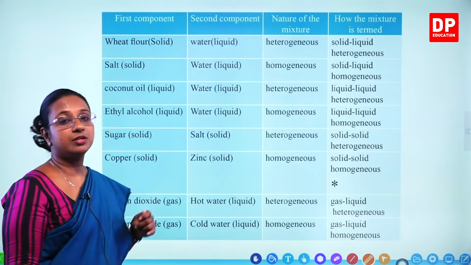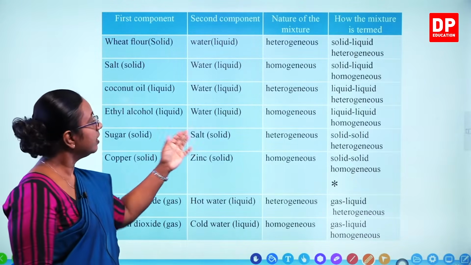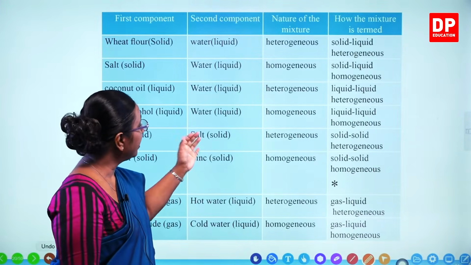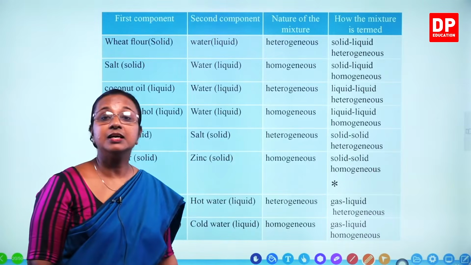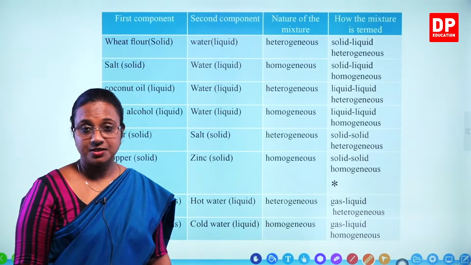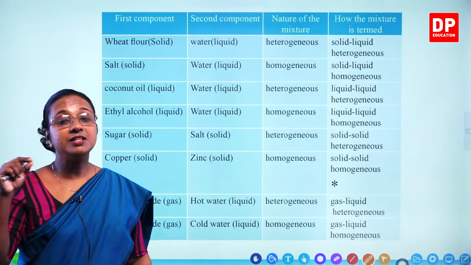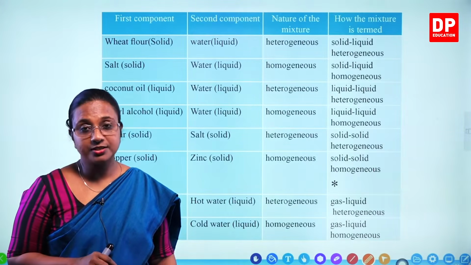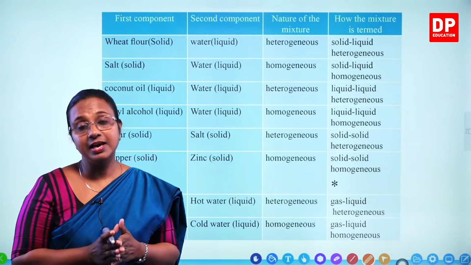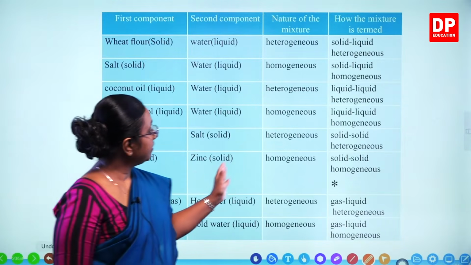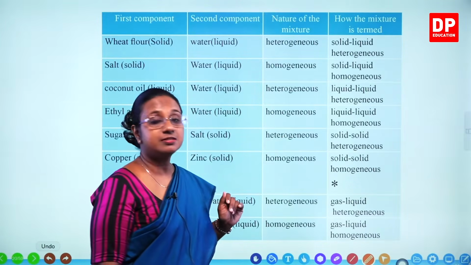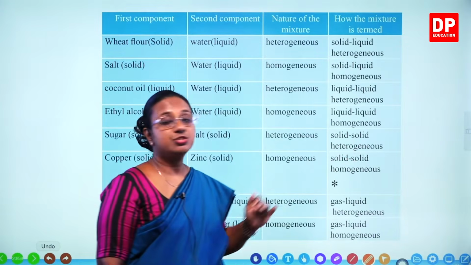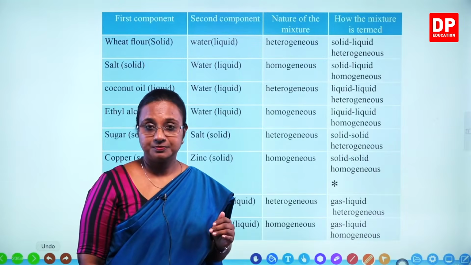Sugar and salt mixed together. Both are solids. Both are crystalline in nature. And when they mix, it is a heterogeneous mixture. You can identify the sugar crystals separately from the salt crystals. You know what they are. So that means it's a heterogeneous mixture, and that is a solid-solid heterogeneous mixture.